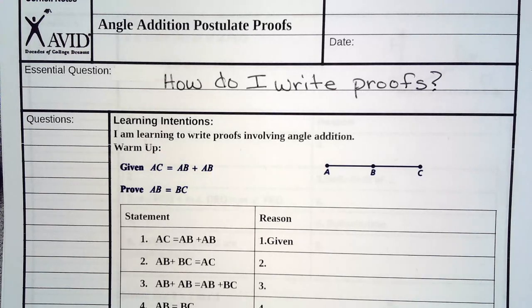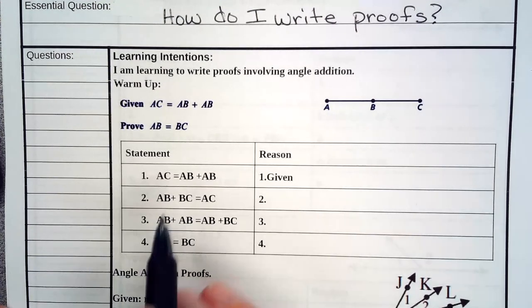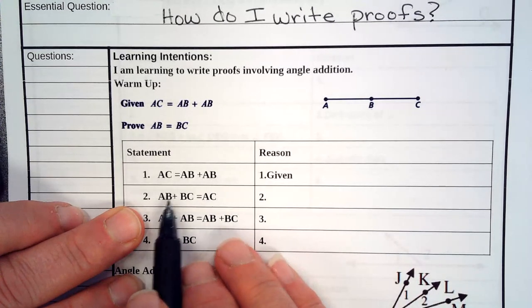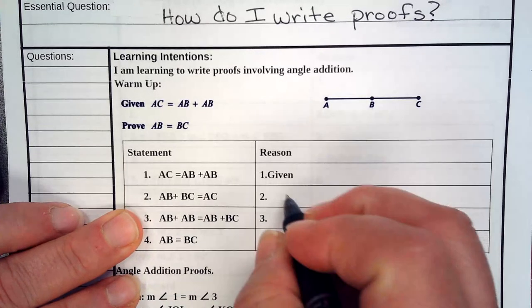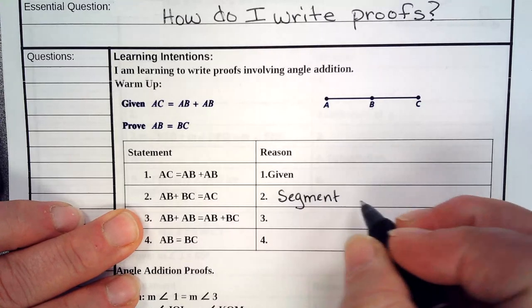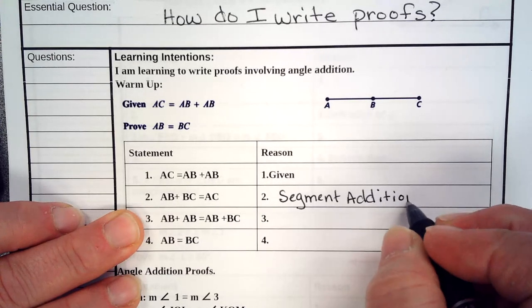So the warm-up is actually a segment addition proof. Can you complete that? Pause the video and see if you know what to do. Well, I hope you try it on your own. If we're looking at AB and BC, AB plus BC equals AC. That is our segment addition theorem. And actually, it's a postulate.